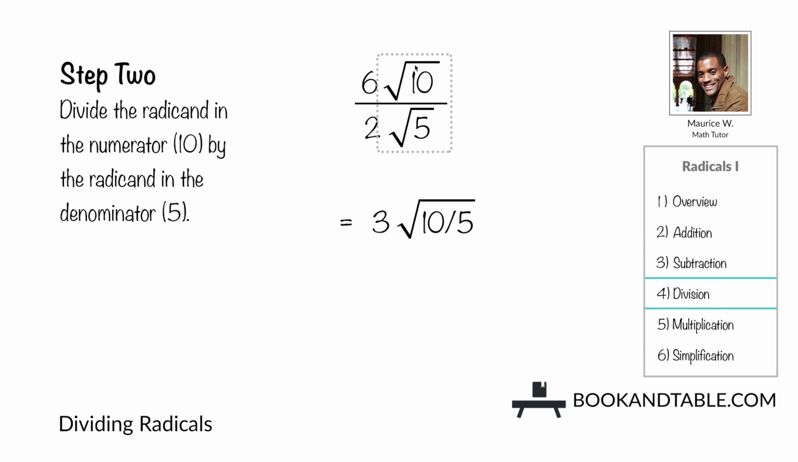Step 2, divide the radicand in the numerator, 10, by the radicand in the denominator, 5, giving us, and we keep the radical, the square root of 10 divided by 5, which would be 2. So the answer to 6 radical 10 divided by 2 radical 5 is 3 radical 2. So when you want to divide radicals, again, divide the coefficients and then divide the radicands.